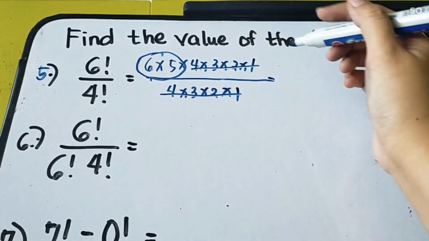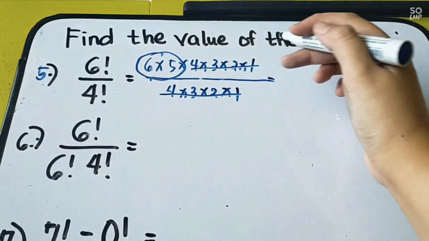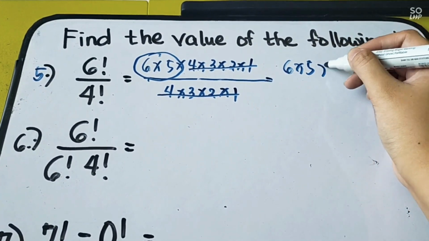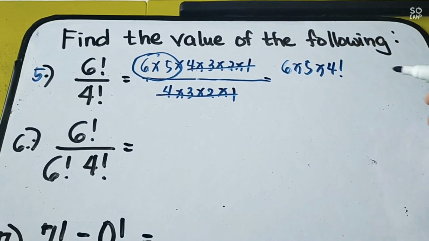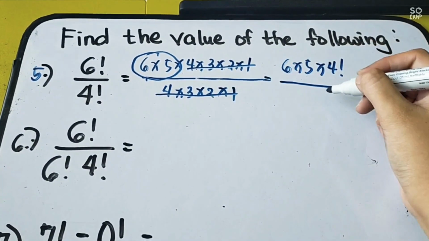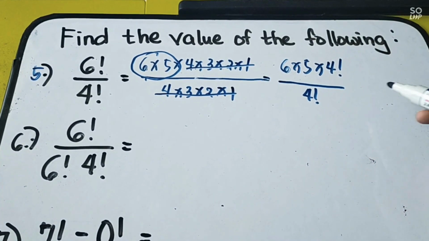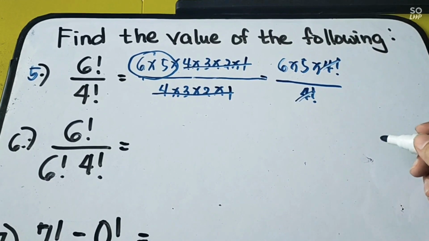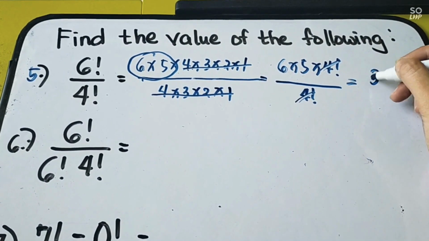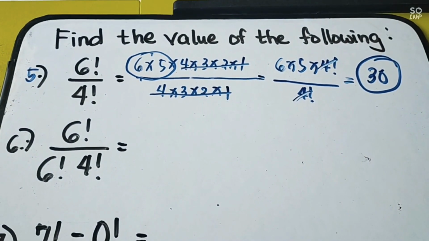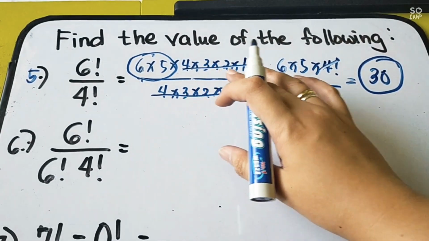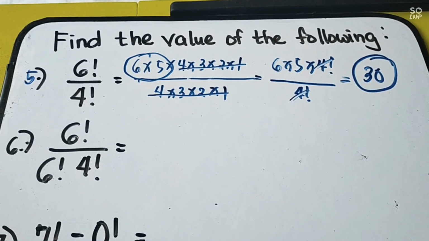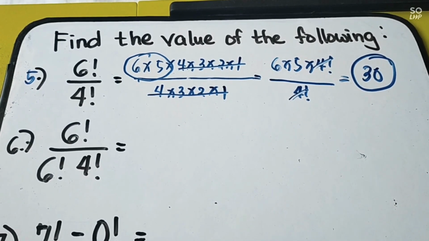Or, we can simplify this one. Even if you do not write 4 times 3 times 2 times 1, you can just write 6 times 5 times 4 factorial, stopping at 4 factorial, then over it, 4 factorial. So, cancel the 4 factorial, and what remains is still 6 times 5. The answer here is 30. Is it clear? So, there is no need to make it longer. Okay? When it is division, we can do cancellation. Okay?